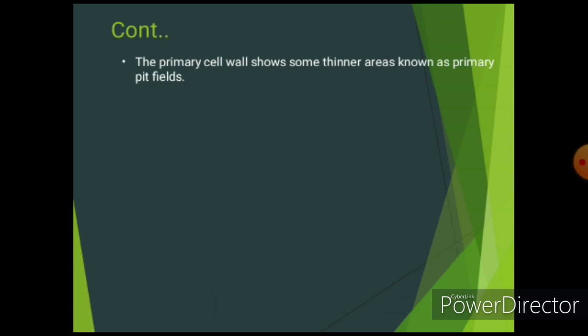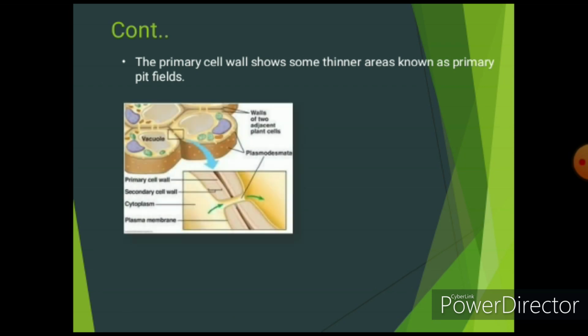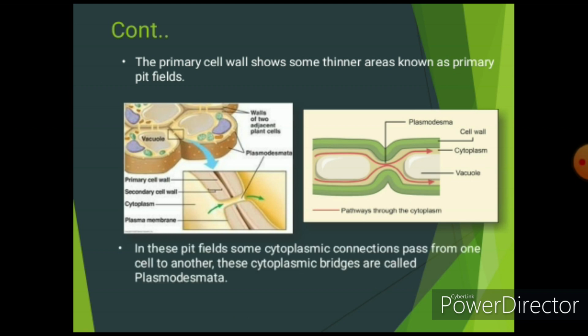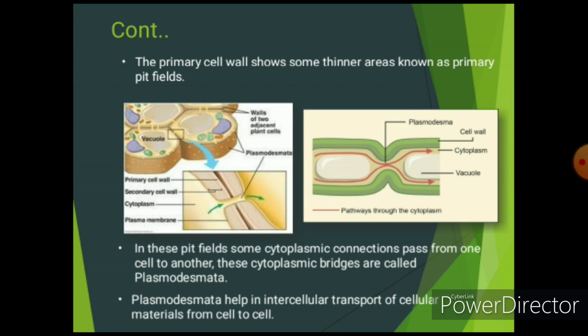The primary cell wall shows some thinner areas known as primary pit fields. In these pit fields, some cytoplasmic connections pass from one cell to another. These cytoplasmic bridges are called plasmodesmata. Plasmodesmata help in intercellular transport of cellular materials from cell to cell.